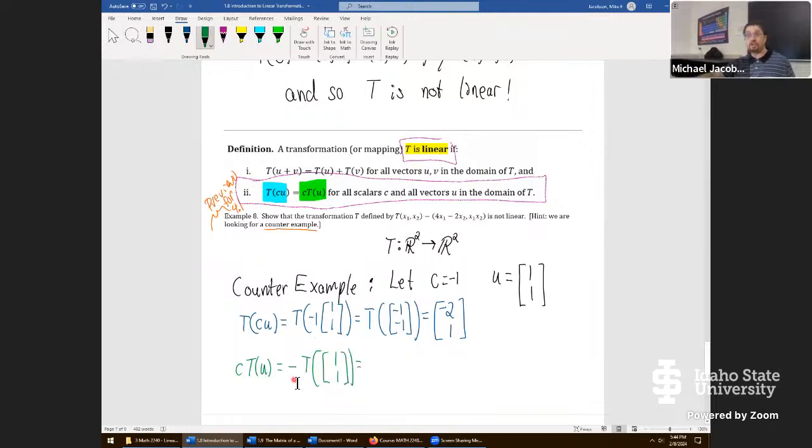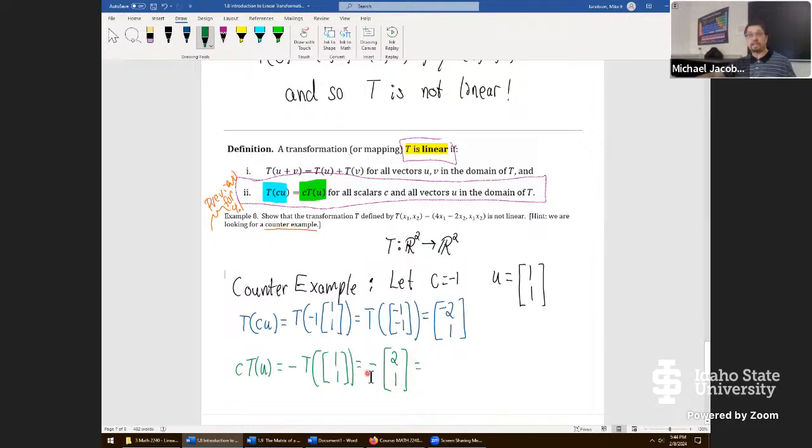Now we're going to leave that scalar just where it is. We have to do the mapping first this time. So negative just copies in. And now T is mapping (1, 1) in this particular way. You're just plugging ones everywhere now. So it's 4 minus 2 in the first component, or 2. This is 1 times 1 in the second component for a +1.